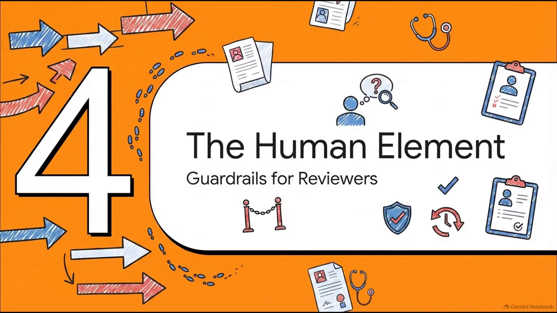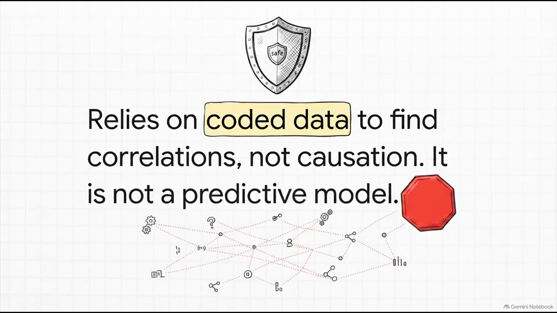Section 4. The human element. Crucial guardrails for reviewers. Okay, as powerful as this detective work is, we absolutely must discuss guardrails. We have to keep this grounded in reality. First off, we must remember this system only looks at coded data. If a hallway conversation, an unlogged clinical judgment call, or a missing chart note wasn't coded, well, it's not in the trace. The absence of a finding is not evidence of absence.